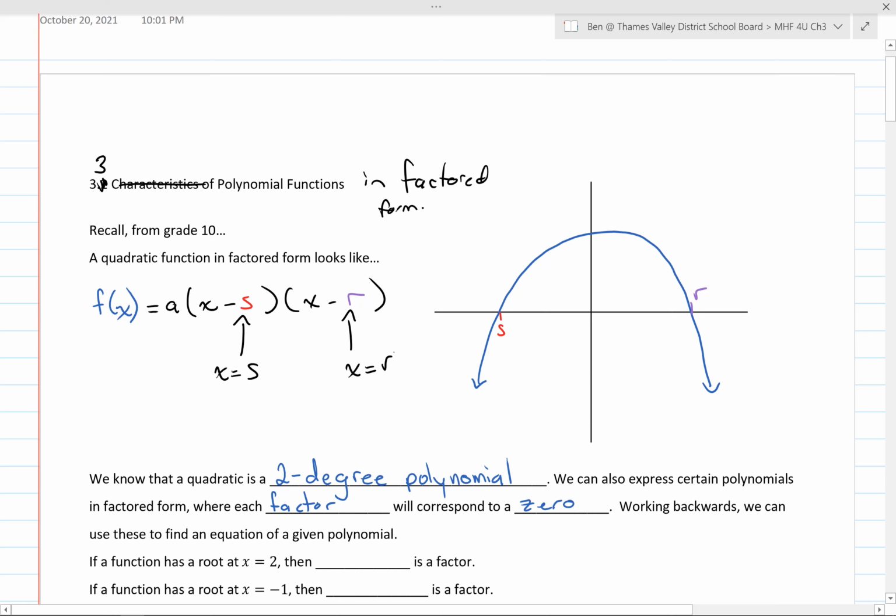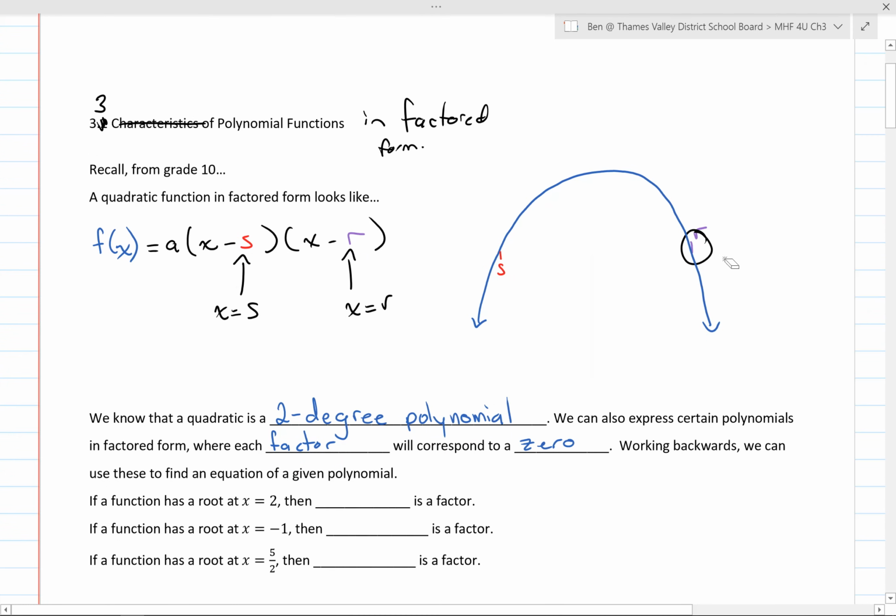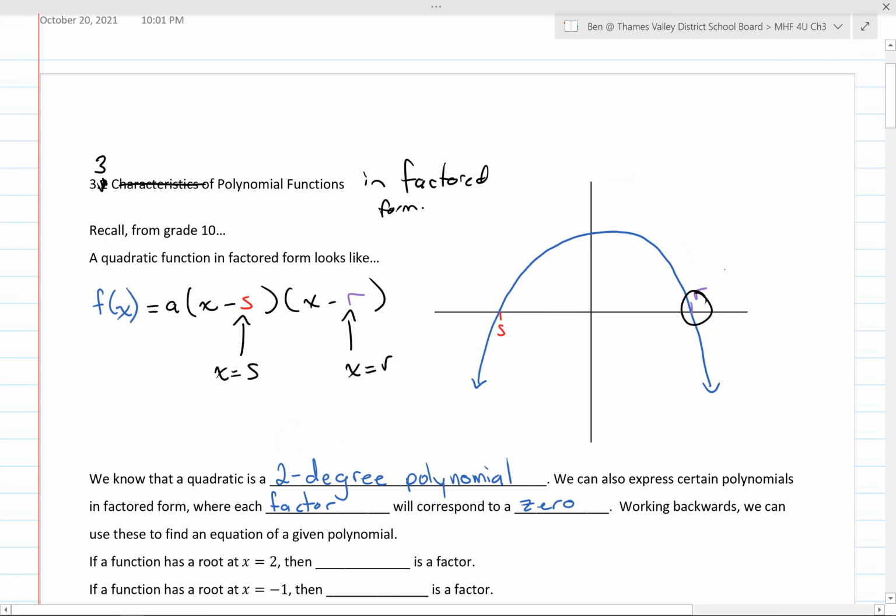Remember, a root or a zero or a solution or an x-intercept is where your function is crossing the x-axis, right? So we can see here this function has two zeros, one at x equals s and the other at x equals r.